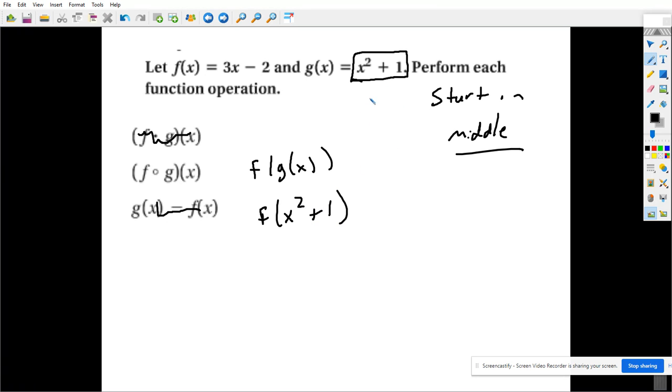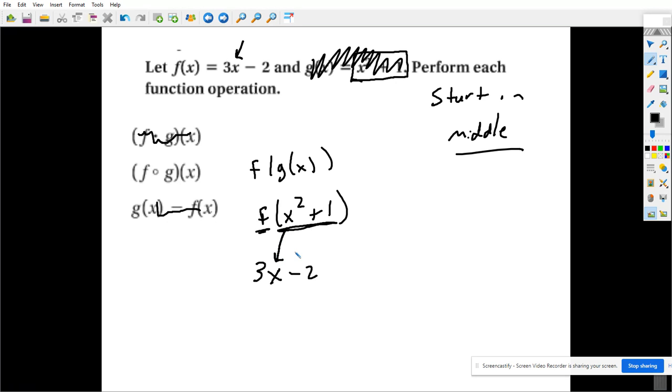Now, once I do that, I'm no longer dealing with g of x. I'm now dealing with f. So anywhere that there's an x in f of x, I'm going to plug in what's in parentheses here. A lot of times I tell students, the first few times you do this, write down what f is. F is 3x minus 2. That's what this equation is. I'm going to take what's in parentheses and plug it in just for that x.